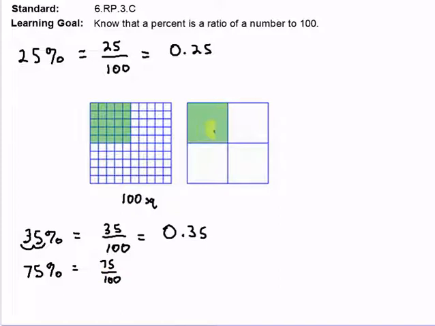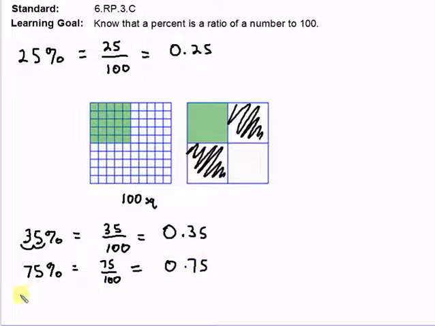As you can see right now, for 25 out of 100, or 25%, we have one of these squares filled in. If we were to have 75%, then we'd have to shade in this one and this one, and that would give us 75%, or 75 out of 100. And then again, we simply take our decimal point and move it over 2 spots to give us 0.75.